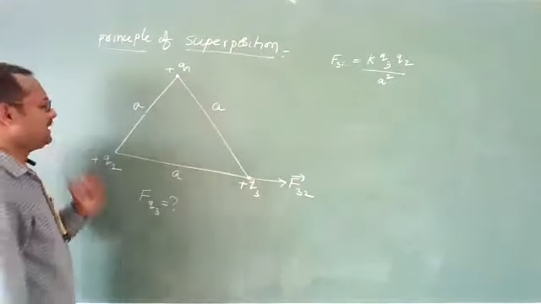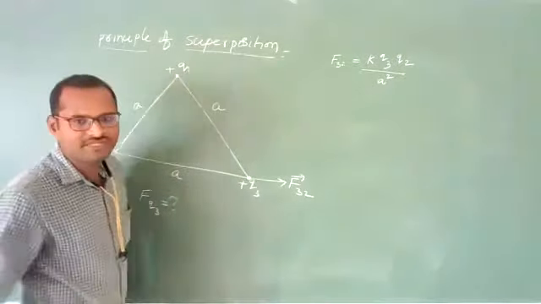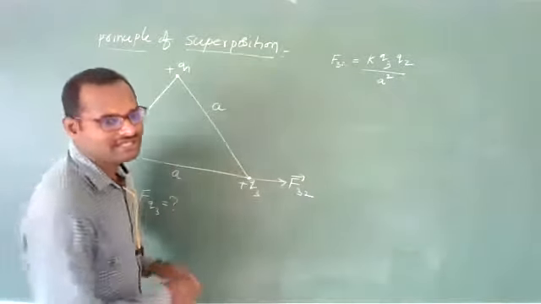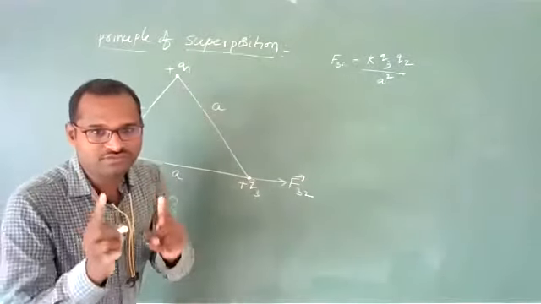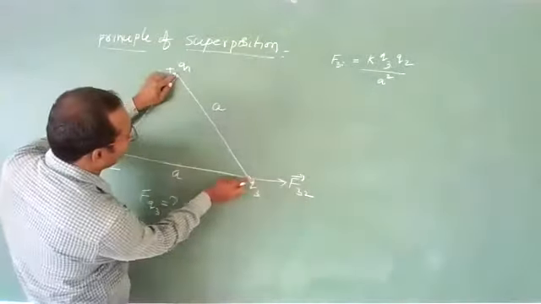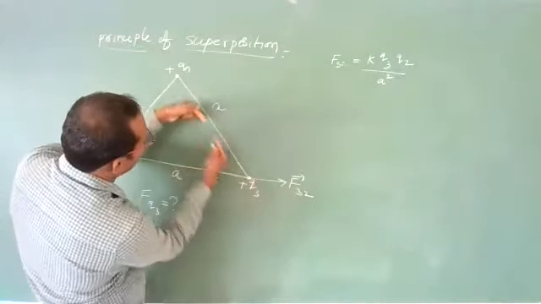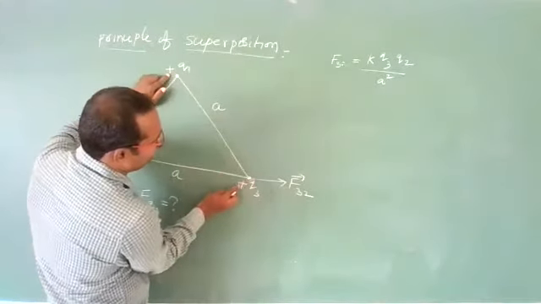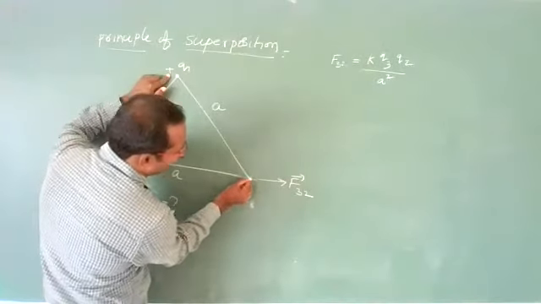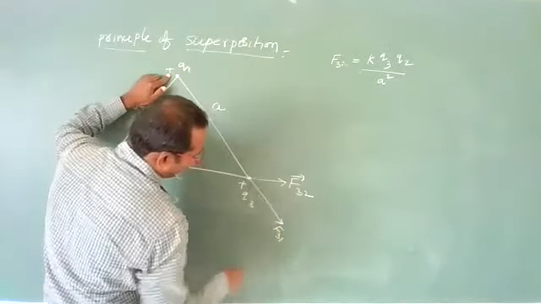Okay, fine, sir. On Q3, due to Q1, a force will be there. Which type of force? Again, repulsive force will be there. In which direction, sir? Electrostatic force is always a central force. It will act along the line joining their centers. Towards or away? Because both the charges are positive charges, it will be in this direction. This is the force on the third charge due to the first charge.